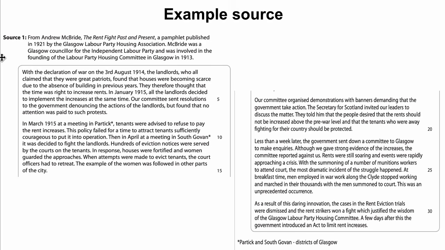So the source is from Andrew McBride, The Rent Fight, Past and Present, a pamphlet published in 1921 by the Glasgow Labour Party Housing Association. McBride was a Glasgow councillor for the Independent Labour Party and was involved in the founding of the Labour Party Housing Committee in Glasgow in 1913. So hopefully, just me reading through that, you're starting to think of how that provenance, the nature, origin, purpose of this source, might illuminate the source or limit the source, or affect the value of the source for those two inquiries.